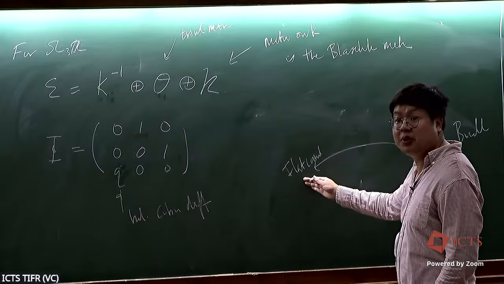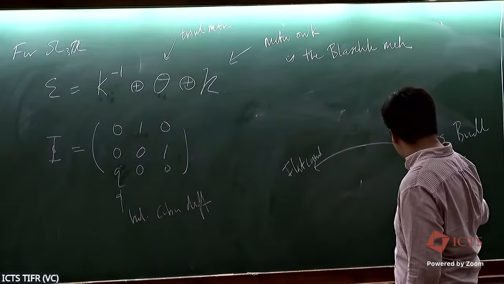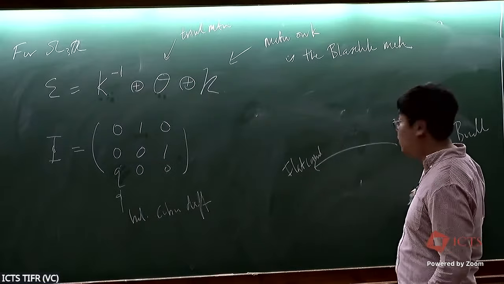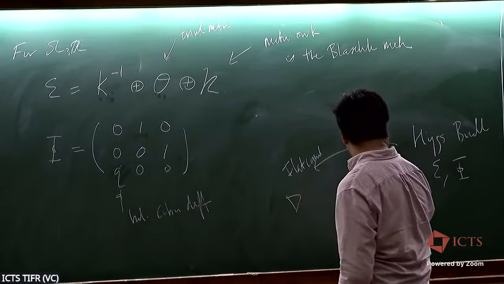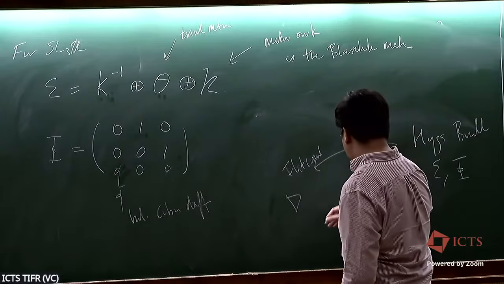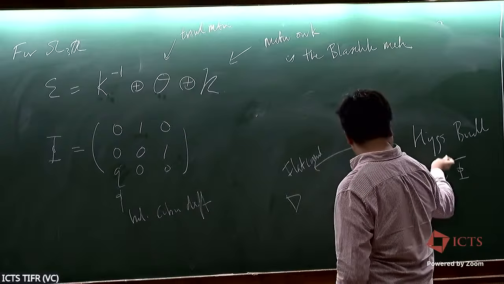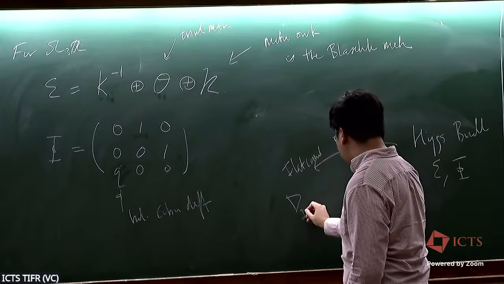And there's a very specific, hands-on way to actually cook up this flat connection coming from the data of the Higgs bundle. So what you do is you take the Chern connection. So you choose an auxiliary Hermitian metric. You already have a complex structure here. So this gives you a Chern connection.